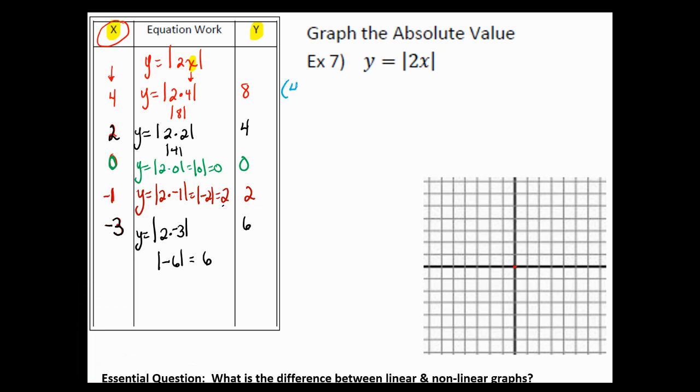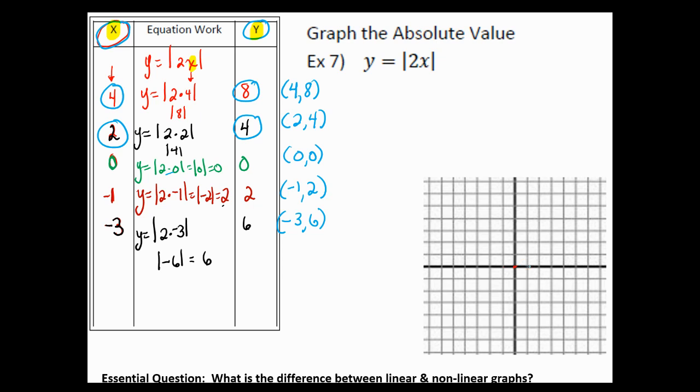So this one would be 4, 8, and 2, 4. And remember, we're putting these two numbers, x and y, together. x, right? Because that's at the top, x and y. 4 and 8 go together. This one is 0, 0. This one is negative 1, 2. And this one is negative 3, 6. And we put the points on the grid and you take a look at what your graph looks like.